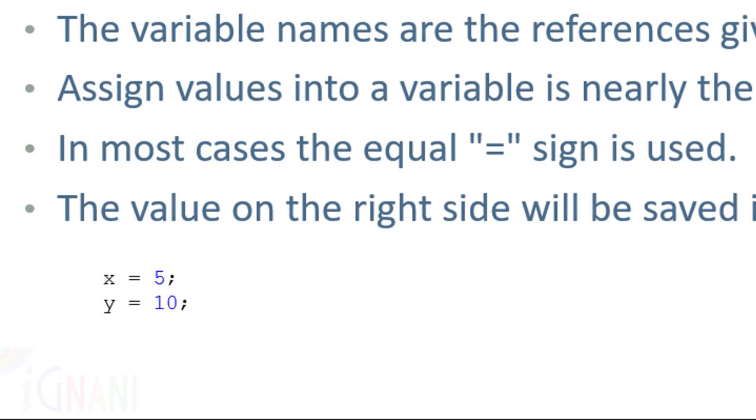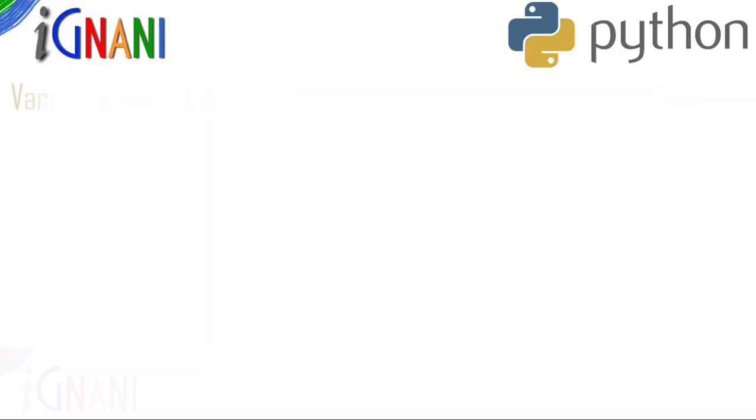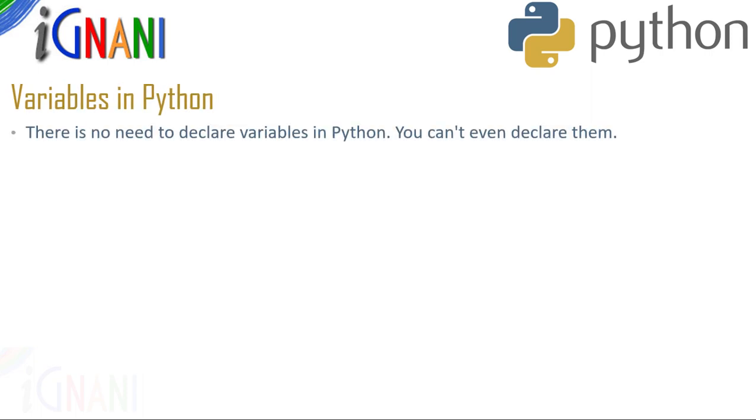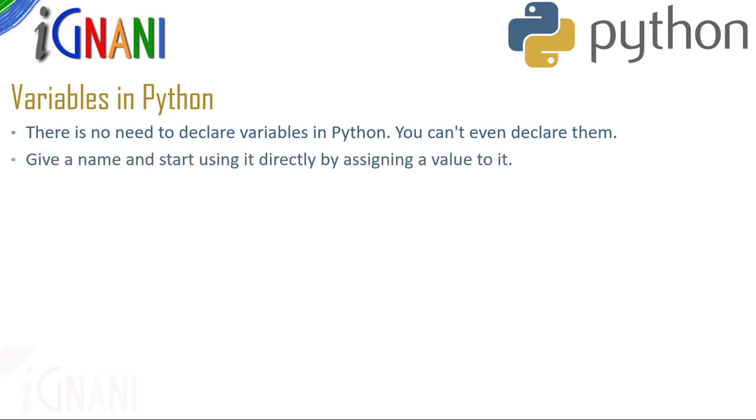I told you that it's not the same in Python compared to other languages. Now let us see what is the difference here. Variables in Python. Unlike other programming languages, there is no need to declare variables in Python. You can't even declare them. If you need a variable, then give it a name and start using it directly by assigning a value to it. I told you that we can assign, fetch and reassign values into a variable.